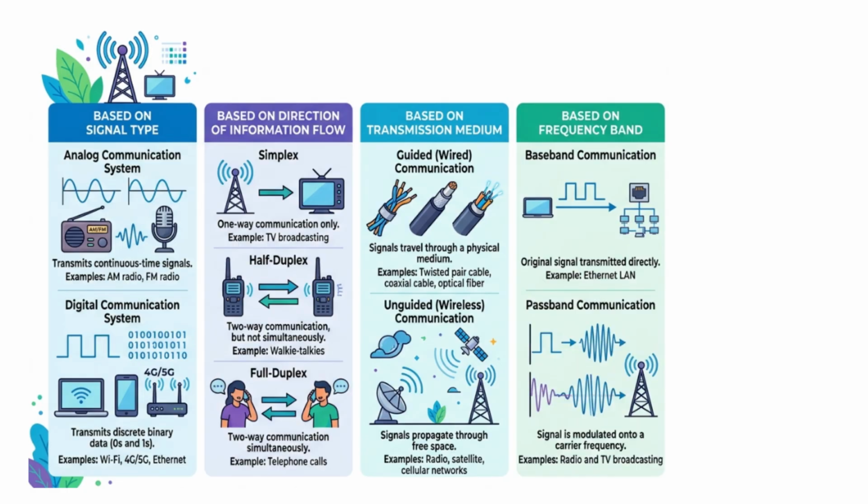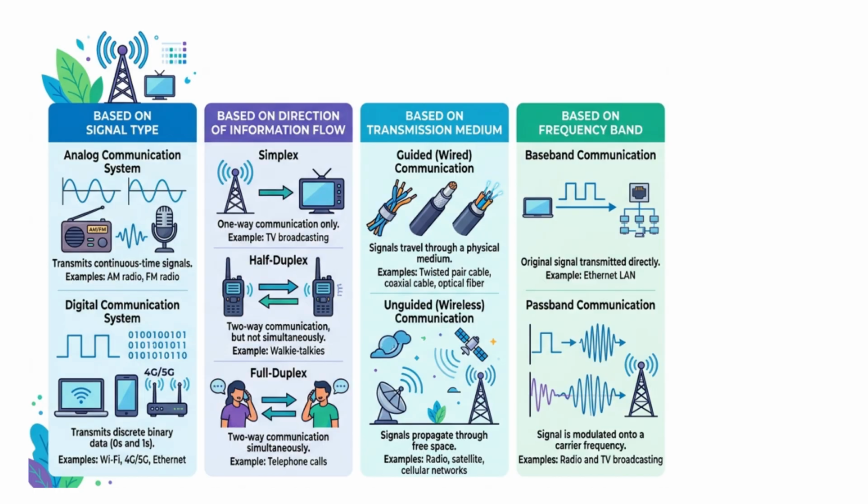In passband communication, the signal is first modulated onto a high-frequency carrier wave before transmission. This allows the signal to travel long distances and be transmitted efficiently. For example, radio broadcasting and TV signals use passband communication. The voice or video is first converted into a higher frequency signal so it can be transmitted through air effectively.